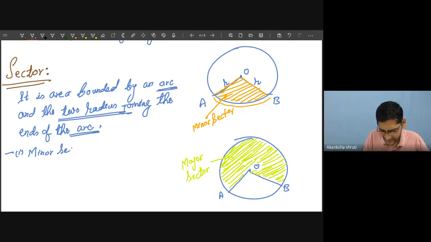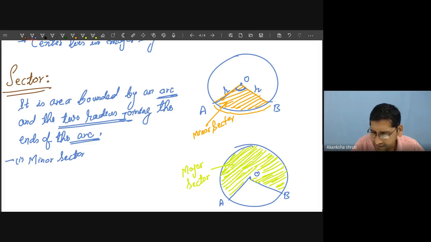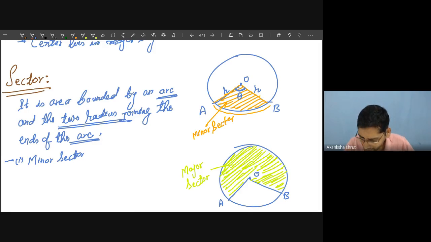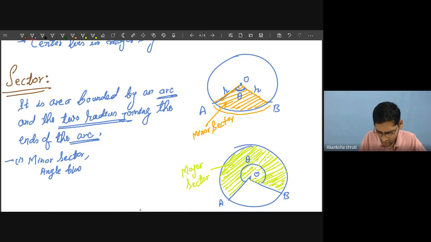So right here, the minor sector: in this case, we observe that the angle between the radii is less than 180 degrees. But for this major sector, the angle theta is greater than 180 degrees. 180 degrees means it should be a straight line, but it is more than that. So for the major sector, the angle at the center is greater than pi. So in terms of angle, it is given. So right, minor sector, angle between two radii.